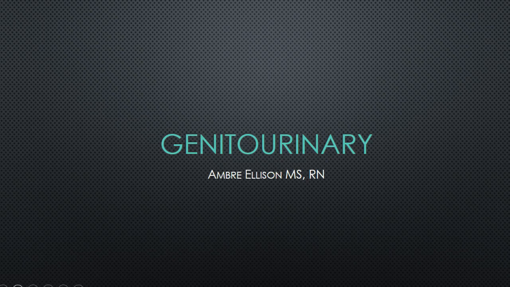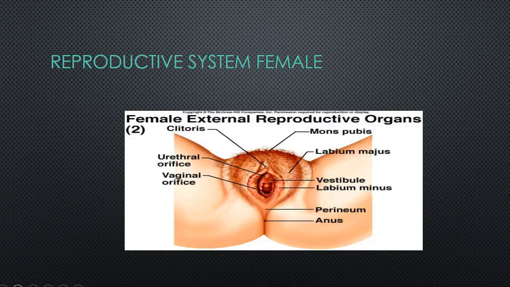Alright, this is the genitourinary system. So I am talking about the reproductive system of the female and the male, as well as the urinary system with the GU system. So remember, in the anatomy of the female, we have the mons pubis, which is the mound, basically. You have the clitoris, which is at the very top, and it is basically the woman's sexual organ.